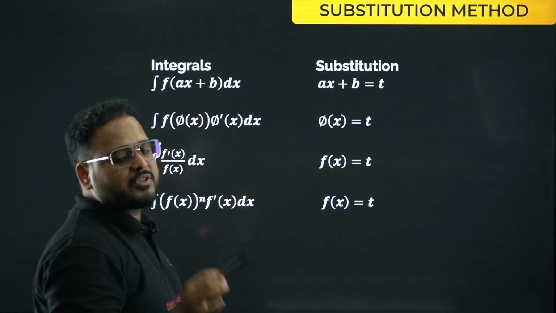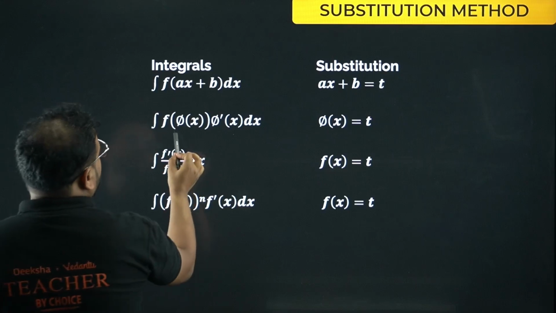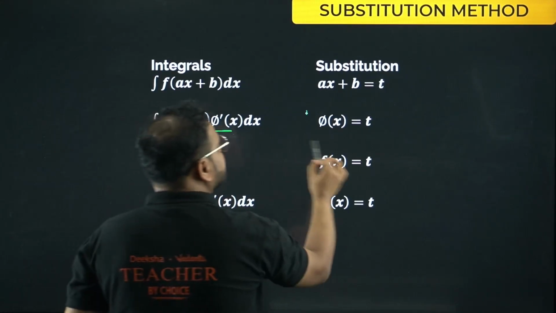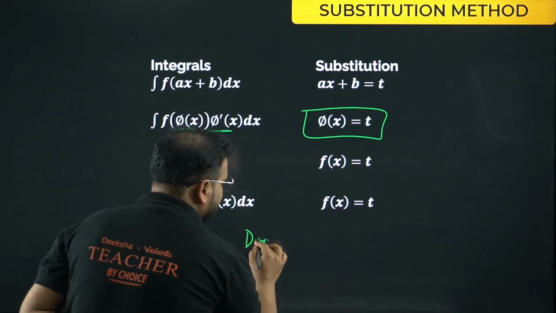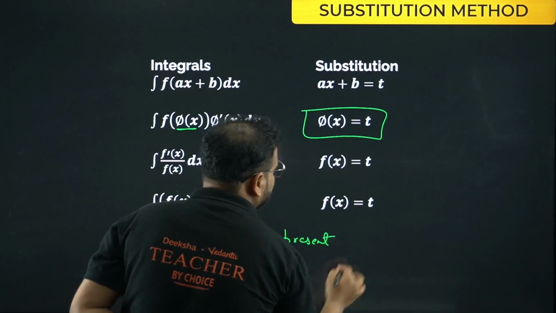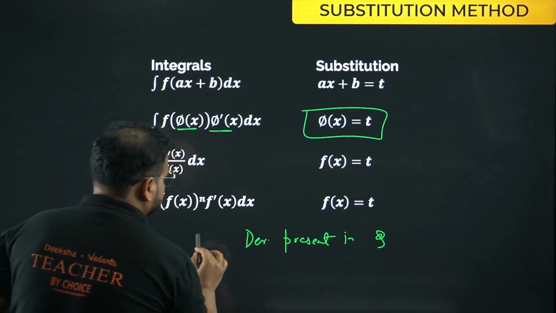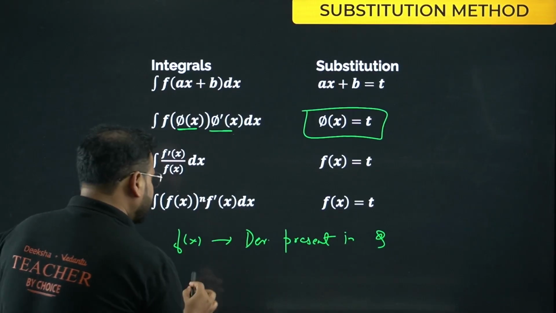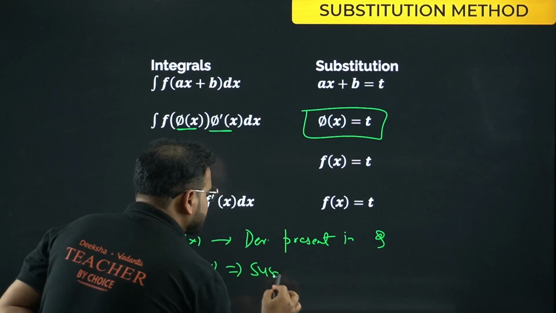Whenever you find questions bacha where derivatives are present, for example, you check here, phi x is there, derivative of phi is over here. So you're gonna make this the substitution. So look for derivatives. If you have derivatives present in the question, that particular function, let's say fx, whose derivative is present in the function, then fx bacha becomes your substitution.